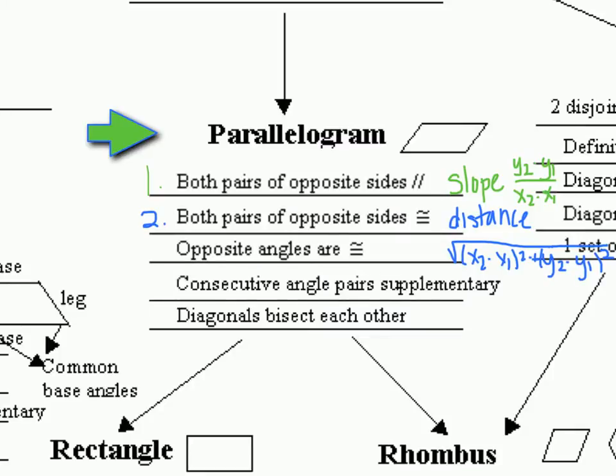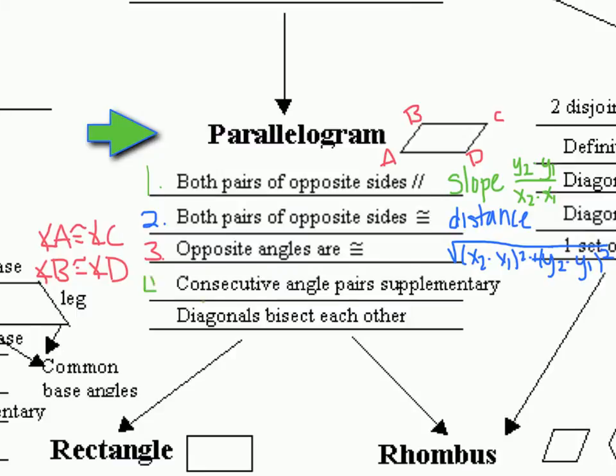Alright, the third is that opposite angles are congruent. So if I label my parallelogram like so, then I know that angles A and C are congruent. Angle A is congruent to angle C. And I know that angle B is congruent to angle D. Pause the video, write this down, and hit play when you're done. Ready, pause.